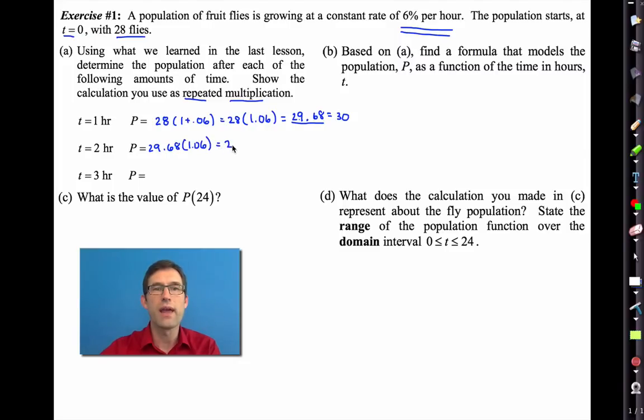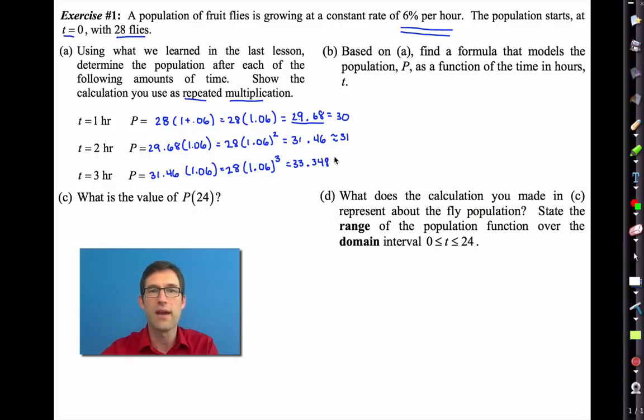But really, that's 28 after it's been multiplied by 1.06 twice. Think about that, right? We multiplied once to get to 29.68, and then we multiplied again after 2 hours. That's going to be 31.46, or about 31 fruit flies. Now, after 3 hours, we're going to take that 31.46 and multiply it by 1.06. But again, that's the same as taking the 28 and multiplying by 1.06 to the third. If this feels familiar, it is. We did this back when we were first looking at exponential growth and decay. And that's about, let's say, 33.